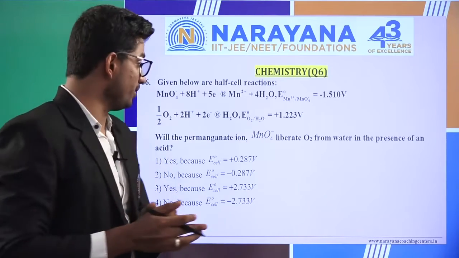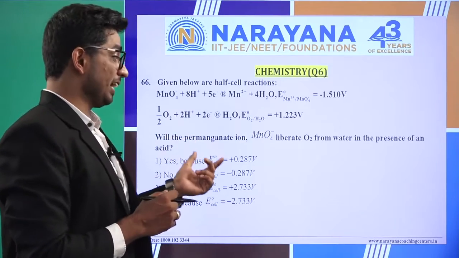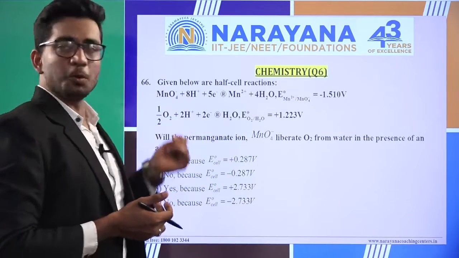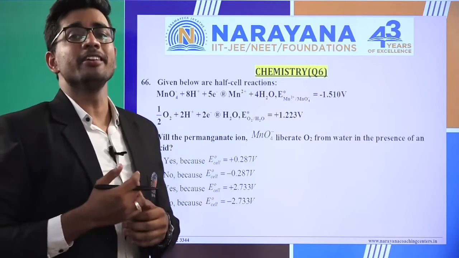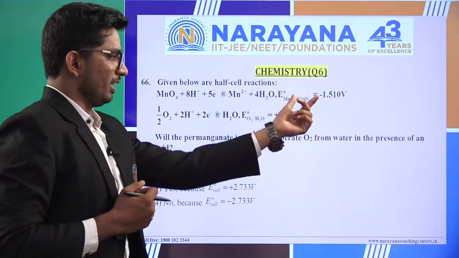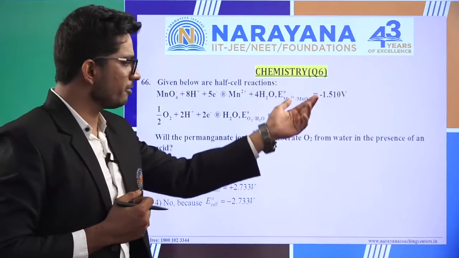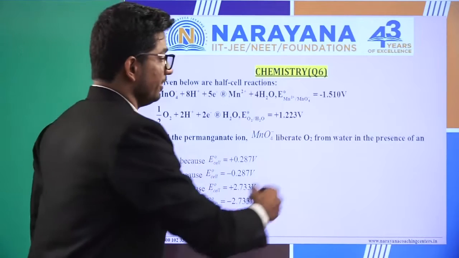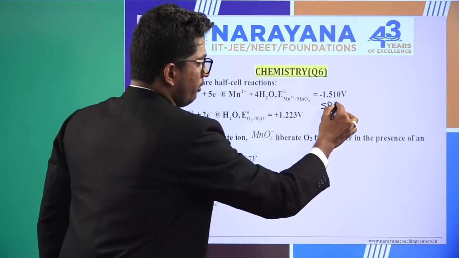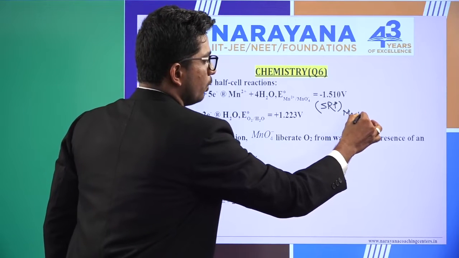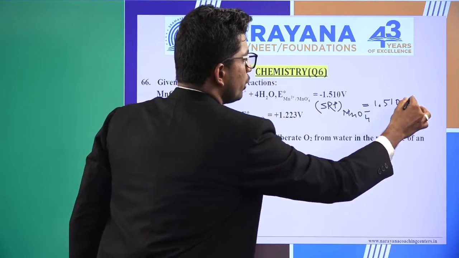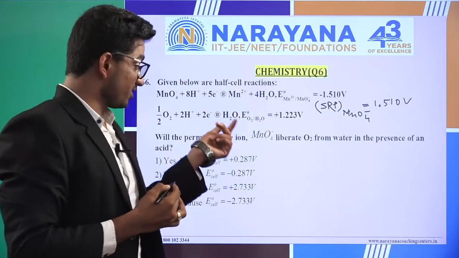So the question is very simple. If permanganate ion liberates O2, that means permanganate is oxidizing water to O2, and that means permanganate itself is getting reduced. So if we see the reduction potential of this permanganate, actually this is the oxidation of Mn2 plus, so reduction will be just the negative. So the reduction potential of permanganate MnO4 minus will be 1.510 volt. And the one that is getting oxidized is water.